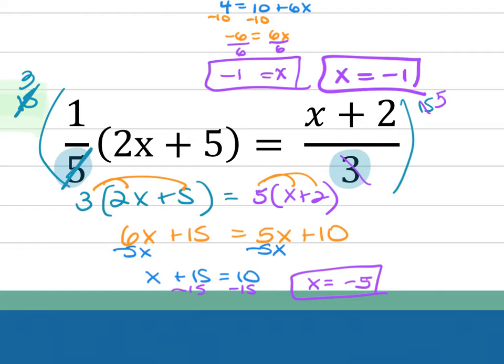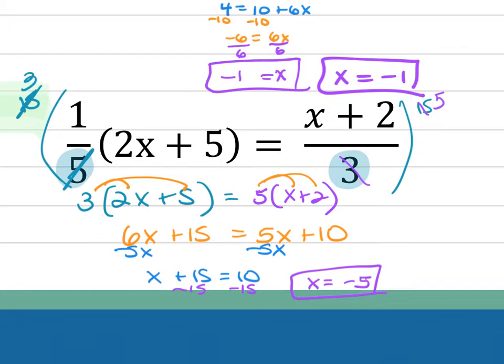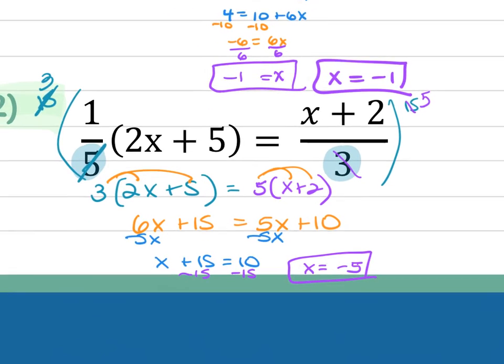Just like before, we can still check these. Okay, obviously it's a little bit more work because there are fractions involved, but you can still check these answers by plugging that back in. Wait, I'm confused how you got rid of the 1.